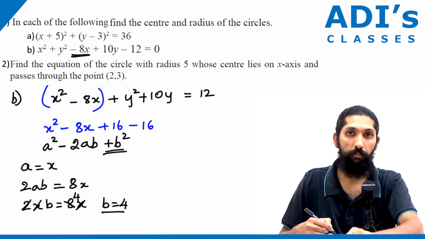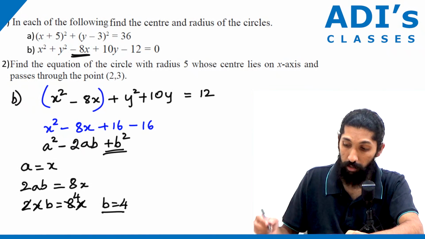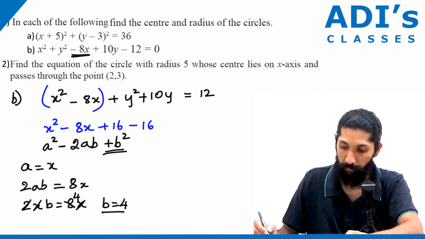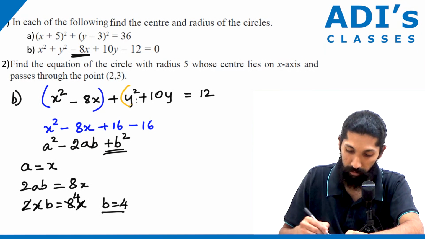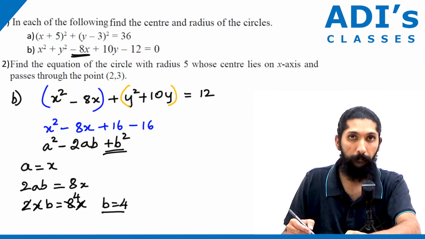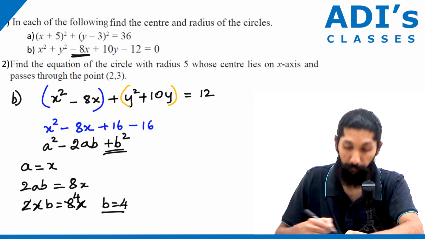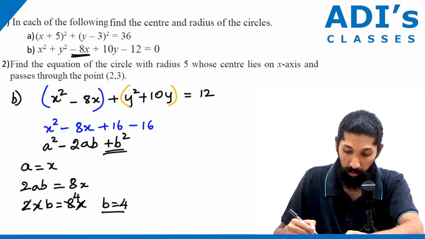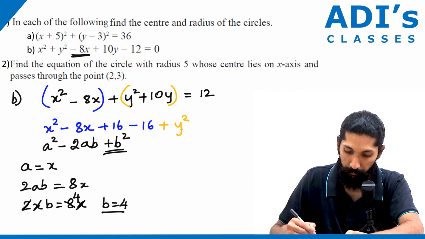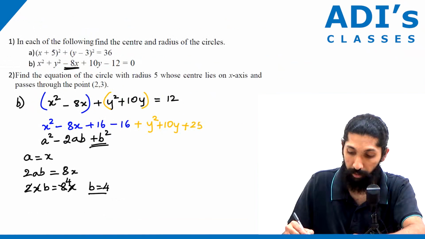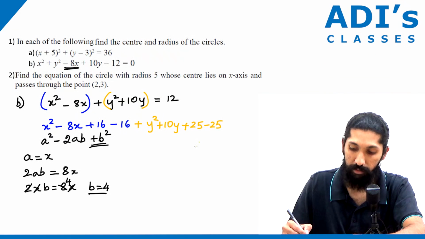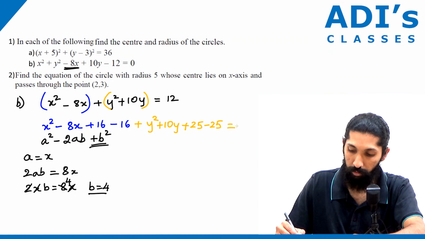This is for the first part. Now for the second part, we'll take this value, y square plus 10y. For this one, if you apply the same logic, then we are going to add and subtract 25, which is 5 square, and it is equal to 12.